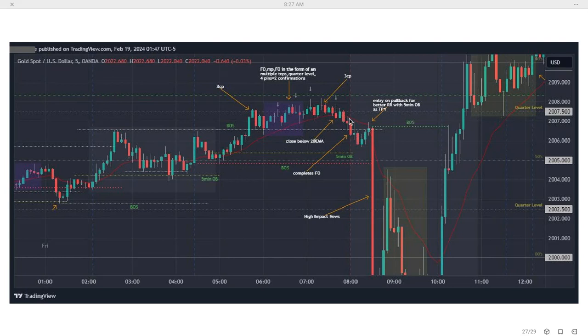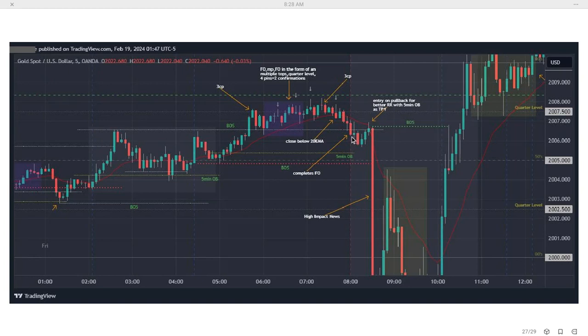So we have 3 confirmations so far. We have multiple pin hammers, a 3 candle pattern here, and another 3 candle pattern here. So we have more than enough in regards to candlestick patterns for sells. Now we just have to wait for the completion of the fake out right here. Price has already closed below the 20 EMA.